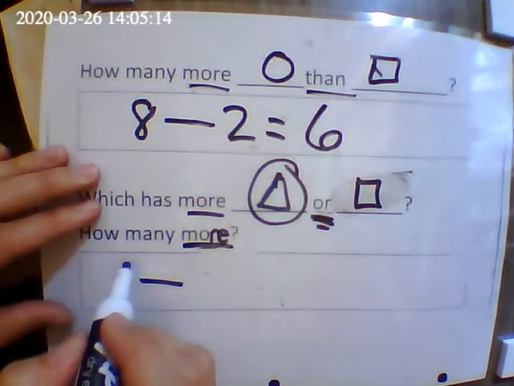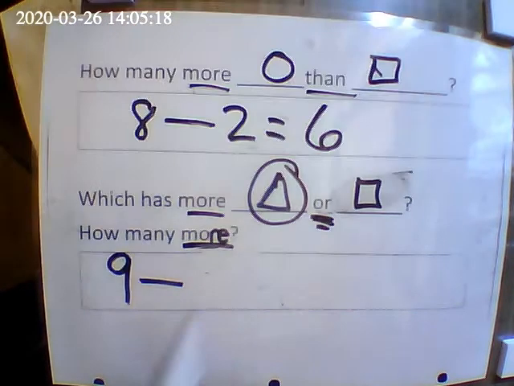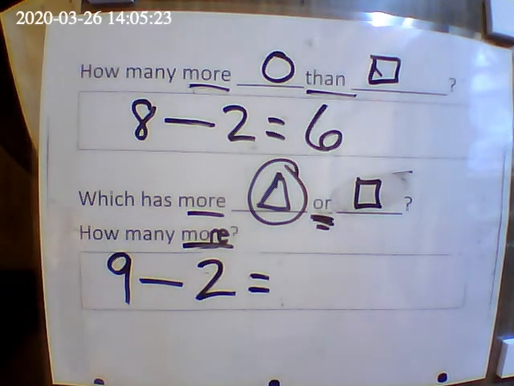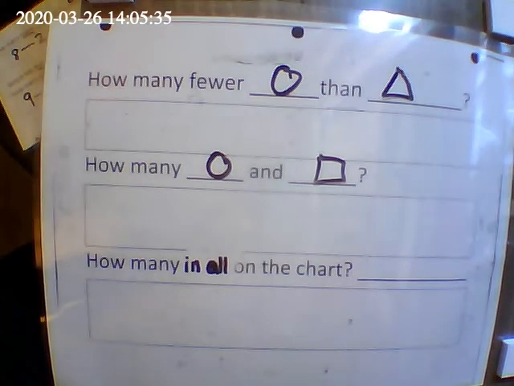So let's look back at our chart if we forget. And we have 9 triangles. And we're going to minus the squares, which we have 2. So what is 9 minus 2? The answer is 7. And on to our next chart.